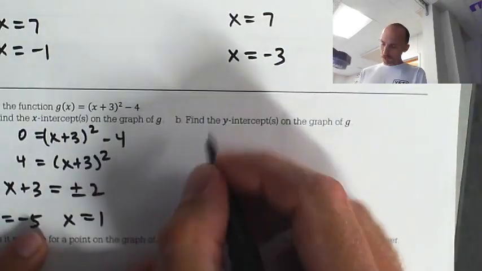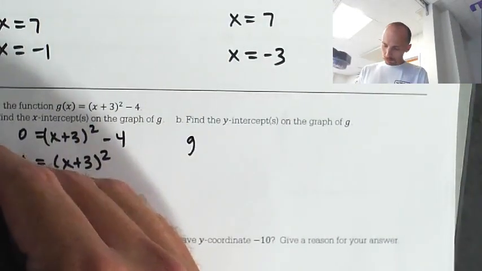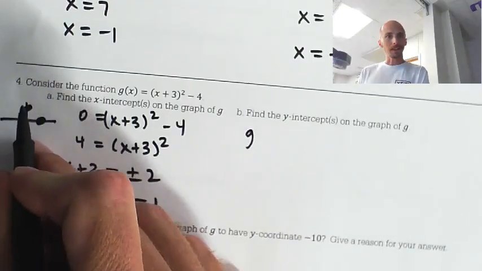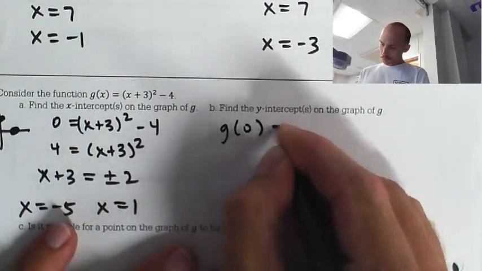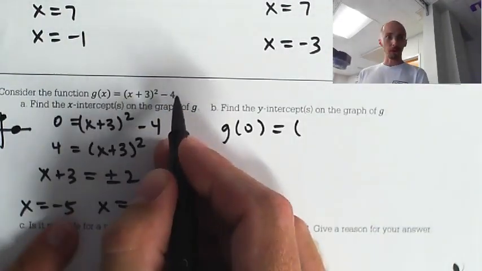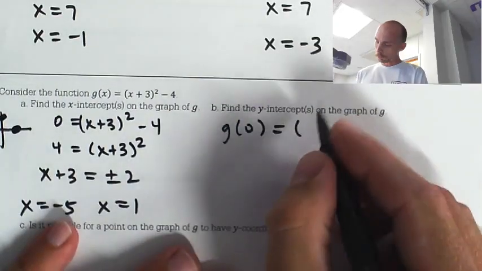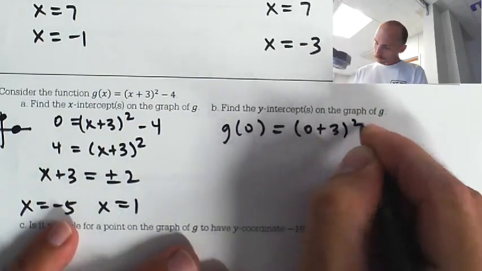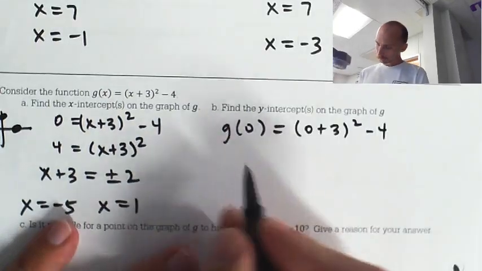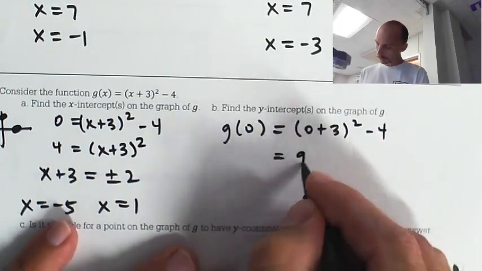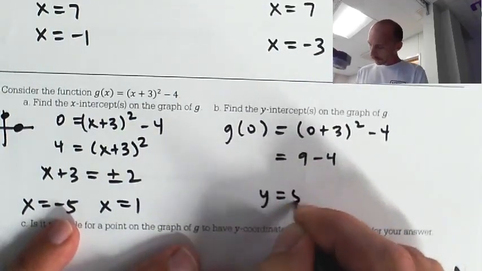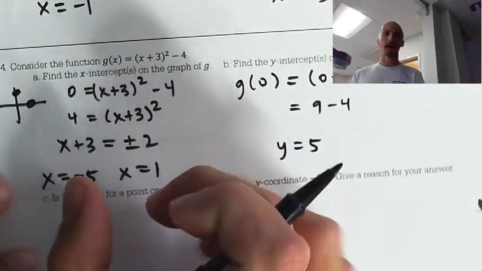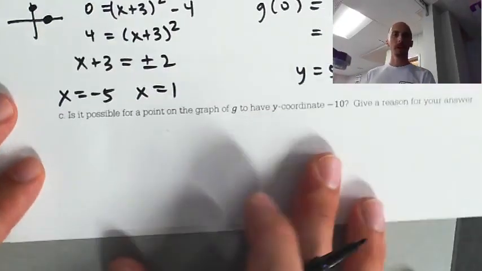The y-intercept on the graph of g, that's just going to be, okay, right over here, a point where x is equal to 0 on the y-axis. So we're just going to plug in 0 for x and say, all right, g of 0, wherever I see x in the formula, I'm going to replace it with 0. So that's 0 plus 3 squared minus 4. Okay, so that'll be 3 squared, 9 minus 4. The y-intercept would be y equals 5. And if you were asked for the coordinates, you might say x is 0 and y is 5. For these, you might say x is negative 5 and y is 0, x is 0.